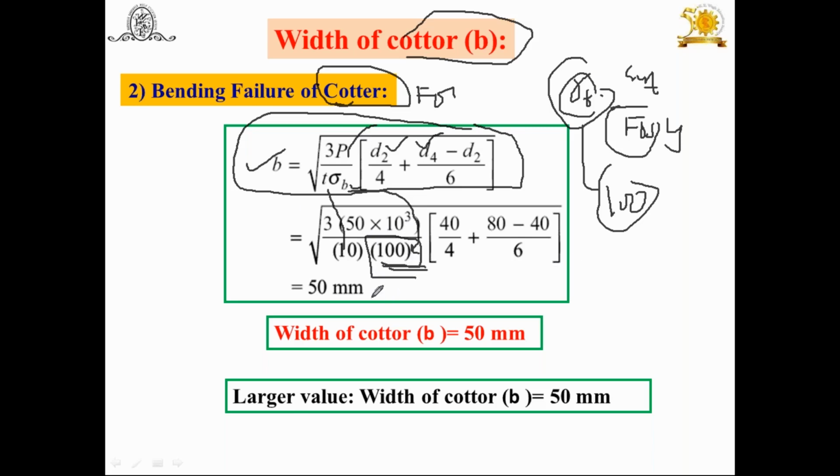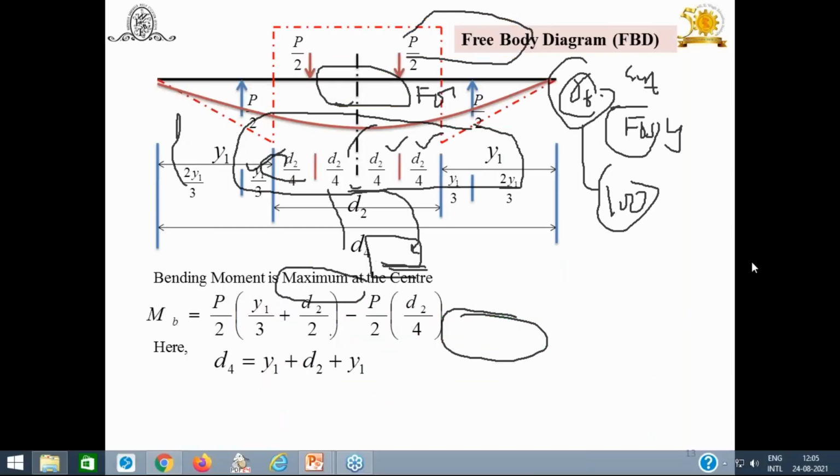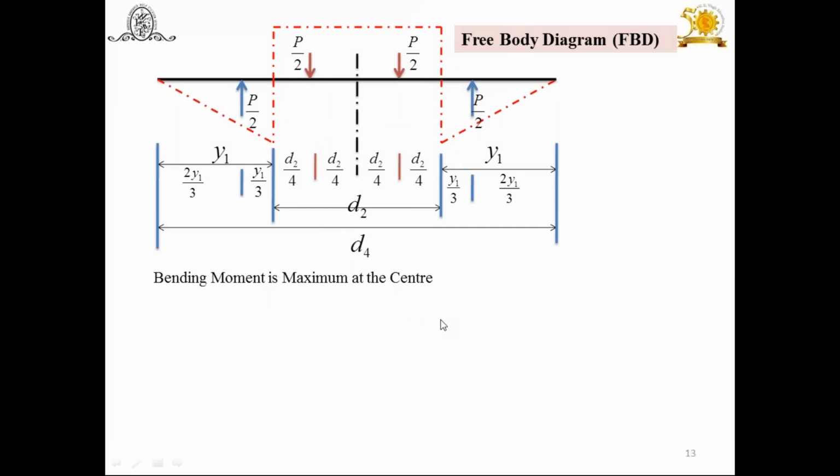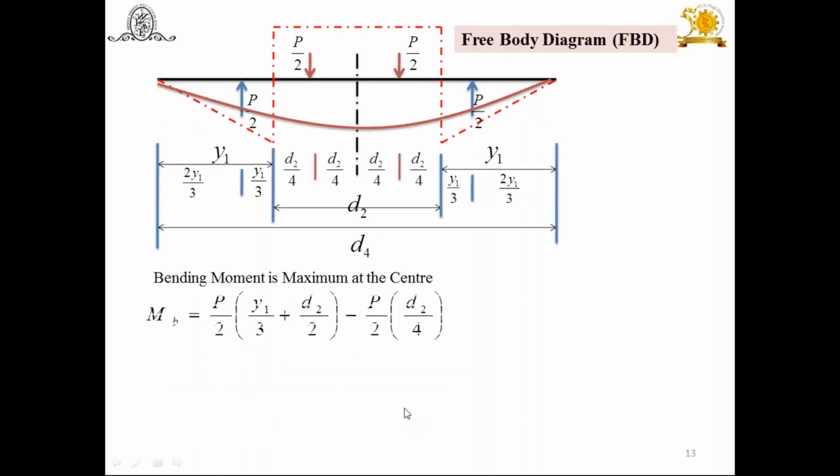So you can substitute all these values and find out B. Again, after solving against bending, even though you are getting the same value, out of this earlier against shear, how much is the value? 50. And against bending, it is again how much?